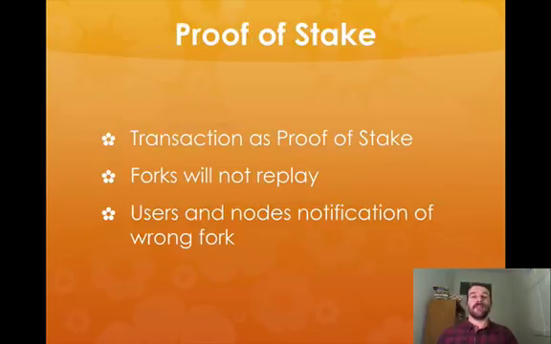Another aspect and a very important feature is the proof of stake. Transaction as a proof of stake, that's more accurate. The EOS software requires every transaction to include the hash of the recent block header, and this hash will do 2 things. One, it will prevent the replay of a transaction on forks that do not include the reference block, and it will also signal the network that a particular user and their stake are on a specific fork.